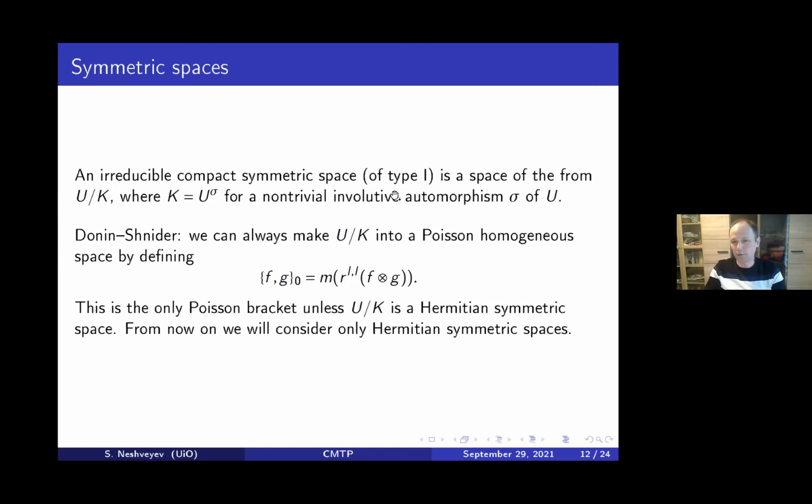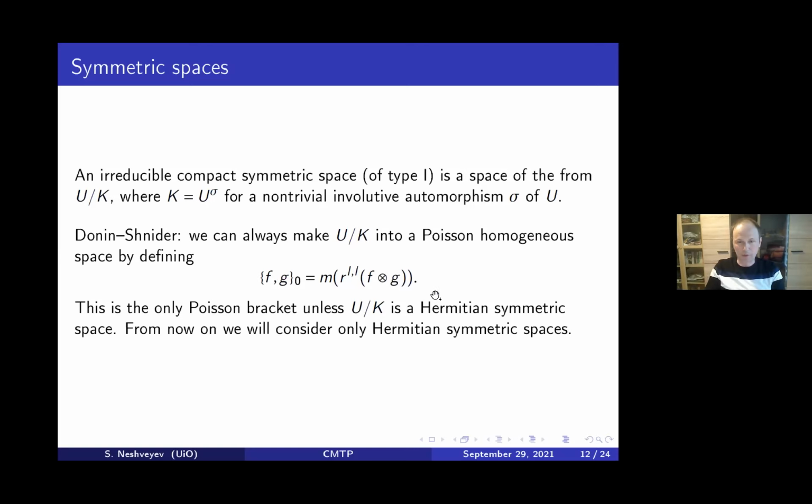On this space, it turns out that there is always some canonical Poisson structure. Namely, we take the same R matrix which we use to define the Poisson structure on the Lie group and act only on the left. On the right, it doesn't immediately make sense, but on the left, it makes sense. And it turns out that this is a well-defined Poisson structure, and this gives you a Poisson space.